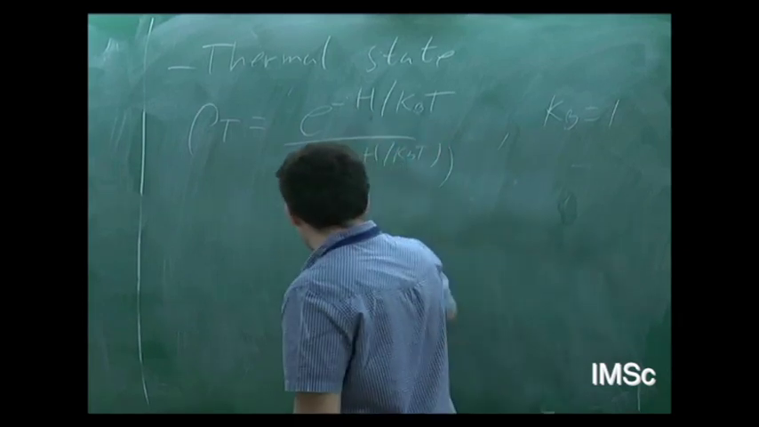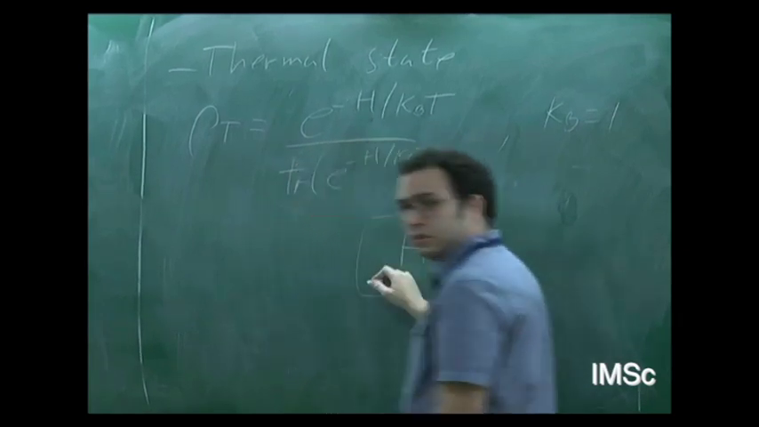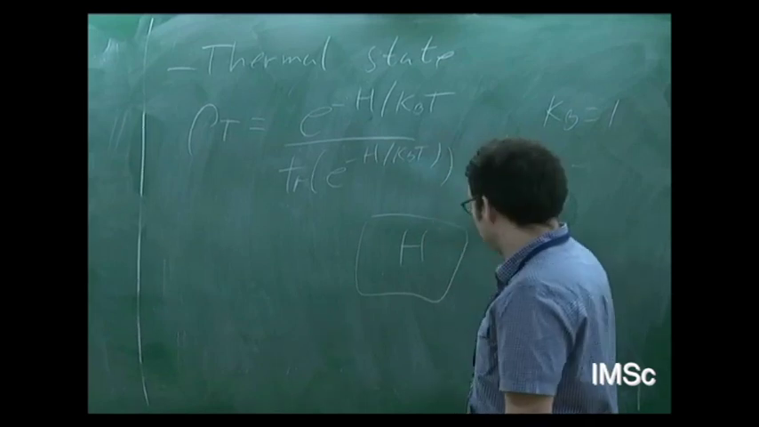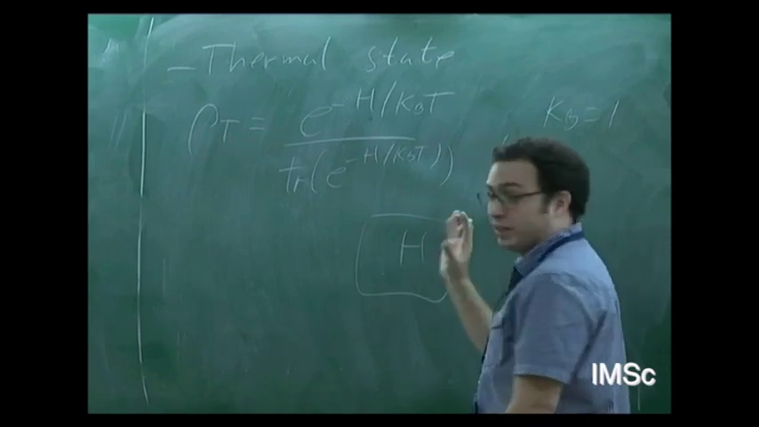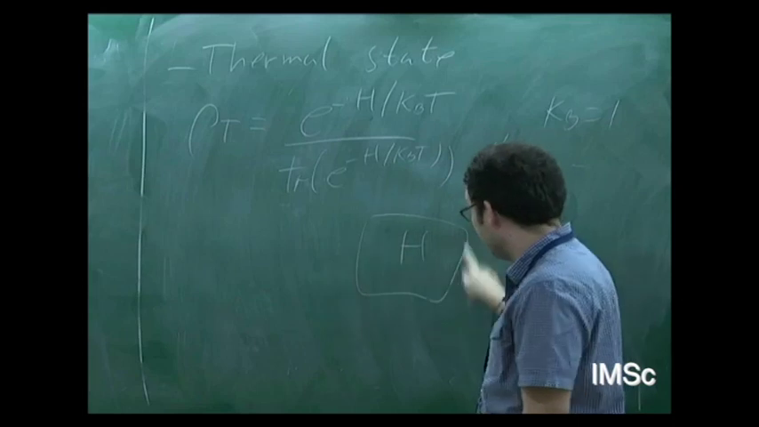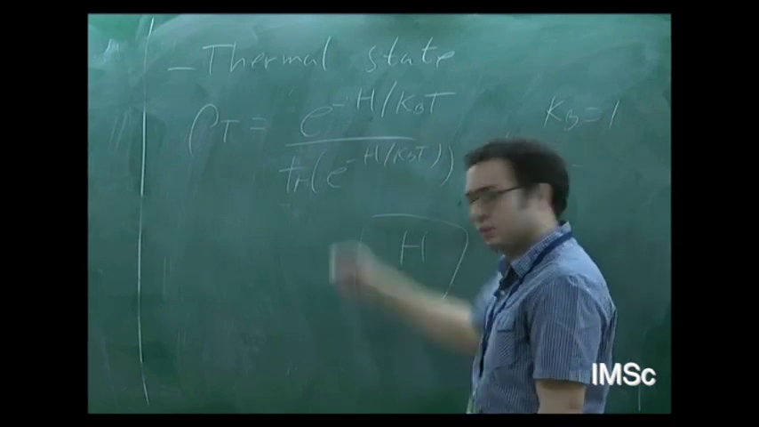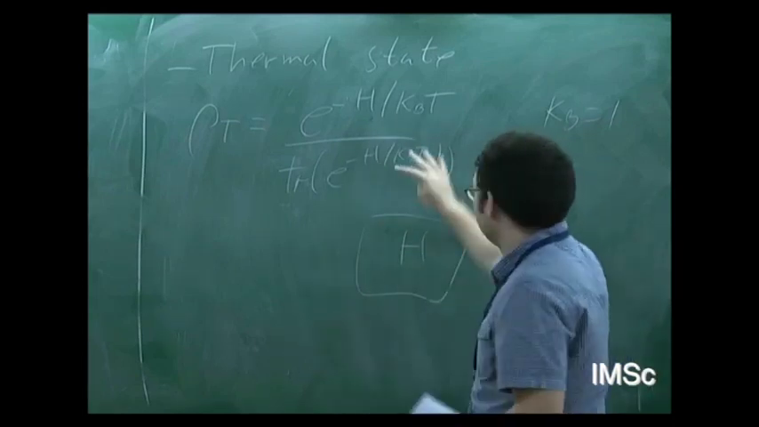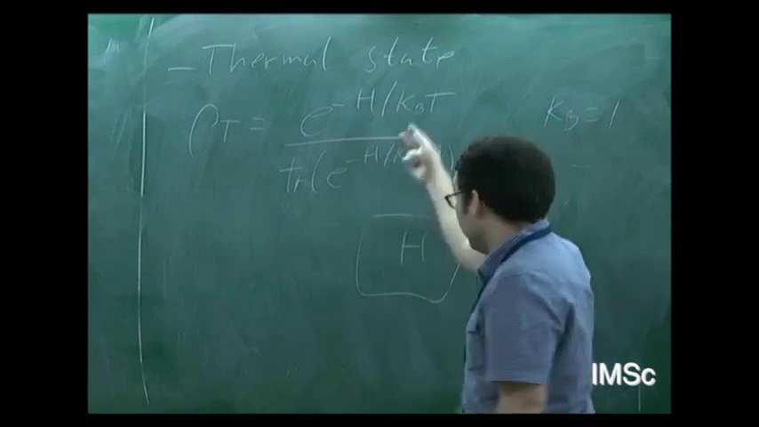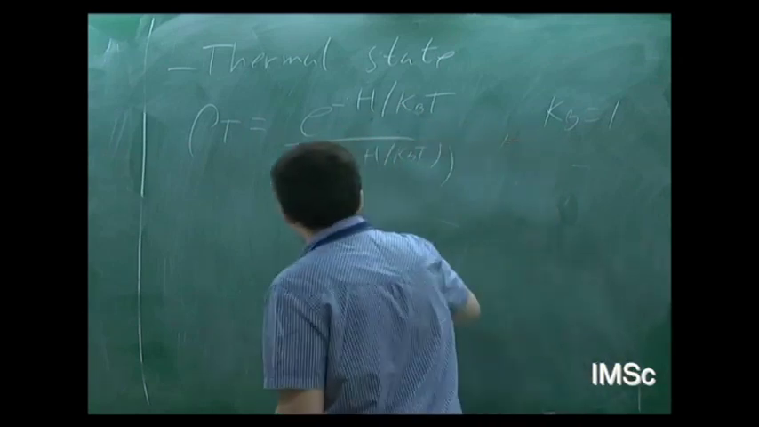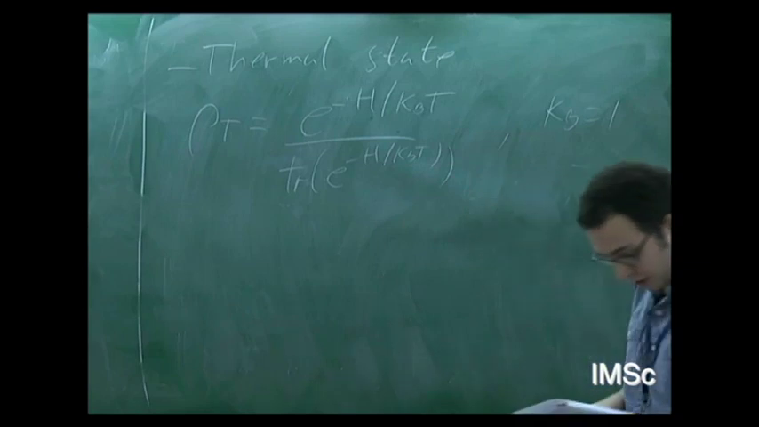Imagine you have the Hamiltonian and you have the bath here, and these are coupled weakly. Then you look at the equilibrium configuration, and the reduced state here will be this one. So we are not considering the environment, but only the state of the system, and it will be described by this Gibbs state when it equilibrates.